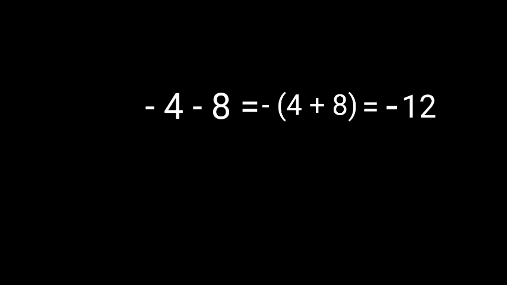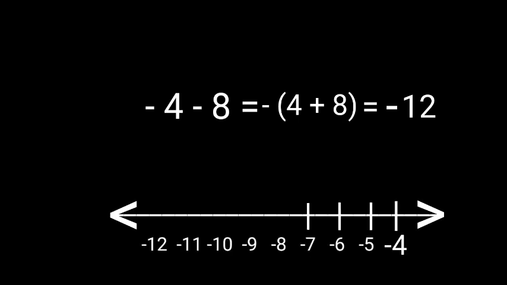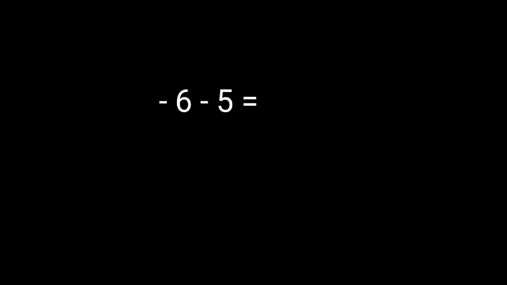But to be sure, let's solve this on the number line. We start with negative 4, then move 8 to the left, and we got negative 12. Here is another problem. Negative 6 minus 5. 6 plus 5 is equal to 11, then we put the negative sign.